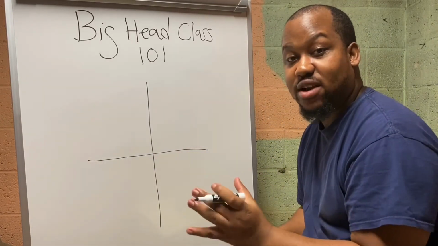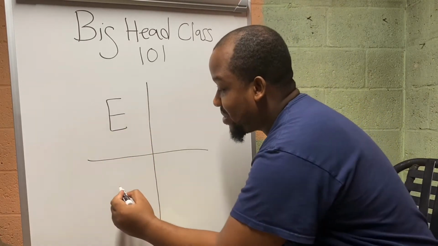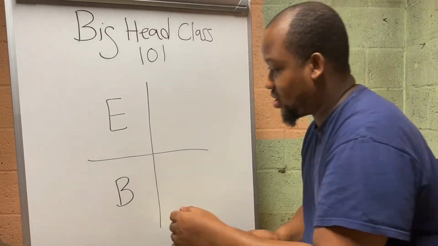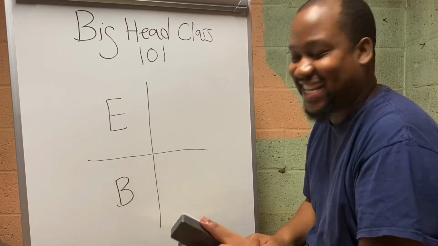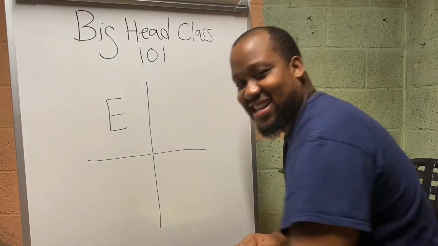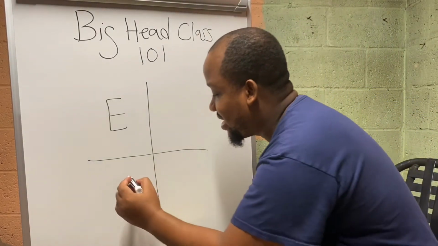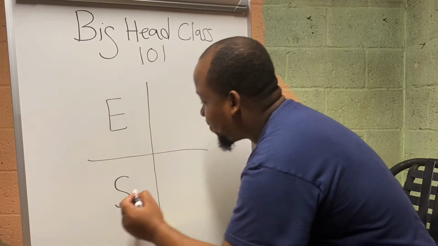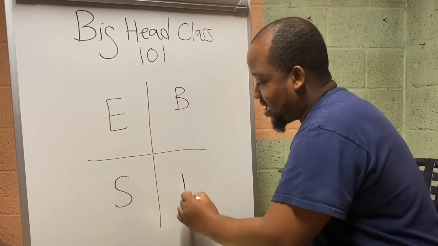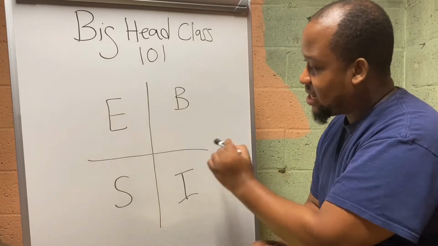The first letter we're going to write is the letter E. The next letter is going to be the B. Oh, my fault. You know, I make mistakes too. Instead of the B, I made the letter S. There we have the B up right here. Then we have the I. I'm going to go ahead and explain what each letter means in the quadrant.